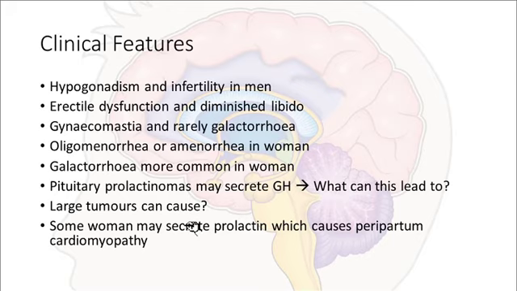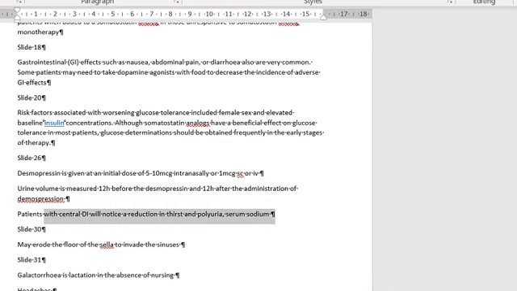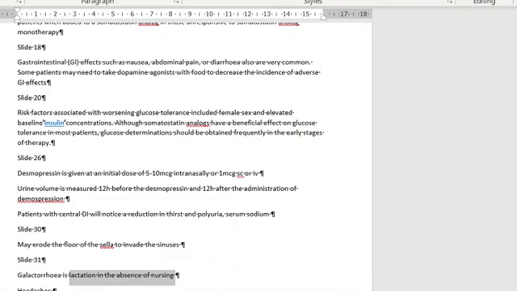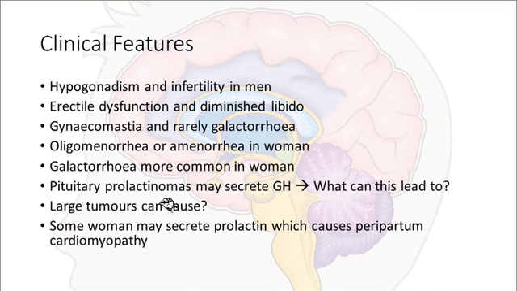Oligomenorrhea and amenorrhea may occur in women. Galactorrhea is equally very common in women, right? And this galactorrhea generally takes place in the absence of the patient nursing an infant. So that's a very important thing to remember, right?